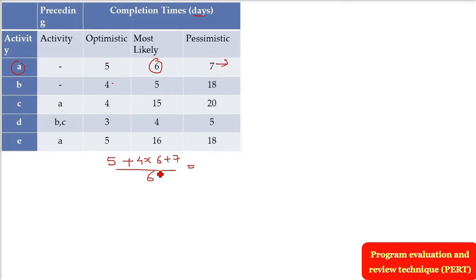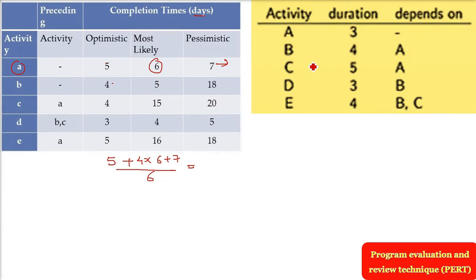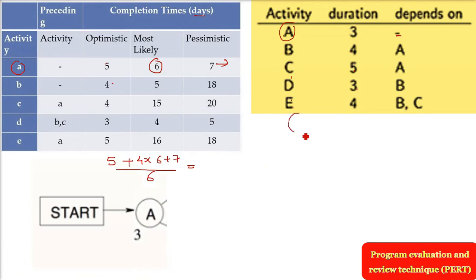So this is PERT. Now the example is, see, we have activities A, B, C, D, E. The durations are given as 3 days, 4, 5, 3, 4 days. And the preceding activities are given like this. So we'll start with start. There is nothing before A, so we'll start with A. And what is the duration? 3. So we'll make a circle. That activity has to be written here. Outside you can write the days.